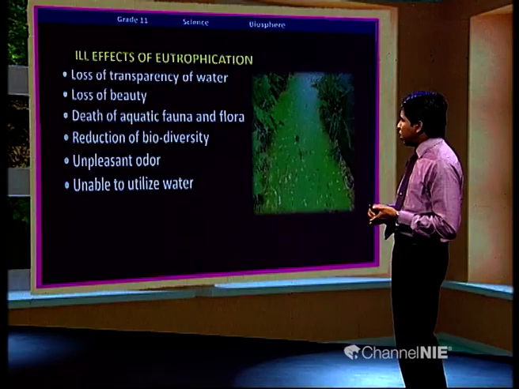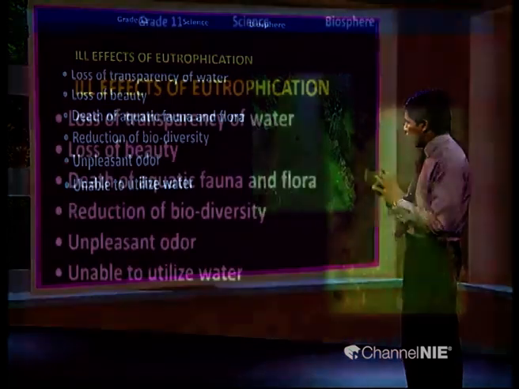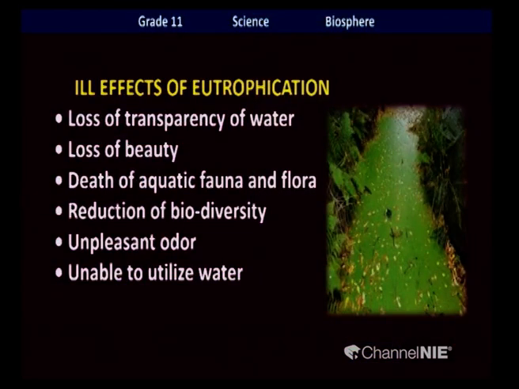So let's see what are the ill effects of eutrophication. As I explained, you can see the list: loss of the transparency of water, that means sunlight cannot pass through water. Loss of the beauty of the reservoir. Instead of attracting local and other tourists, it will repel the tourists.